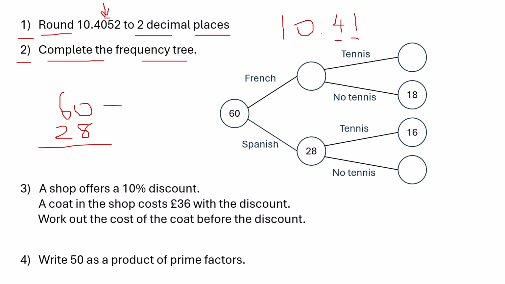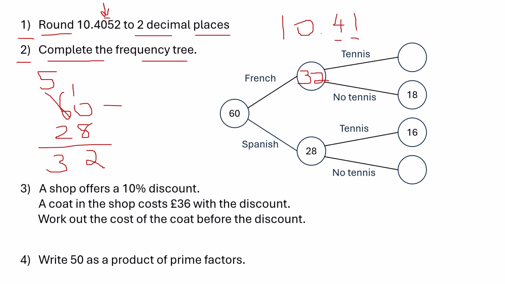0 minus 8, I can't do anything, so I borrow. That becomes a 5. That now becomes a 10. 10 take 8 is 2, and 5 take 2 is 3. So there's 32 French students, or French people, and then 28 Spanish.